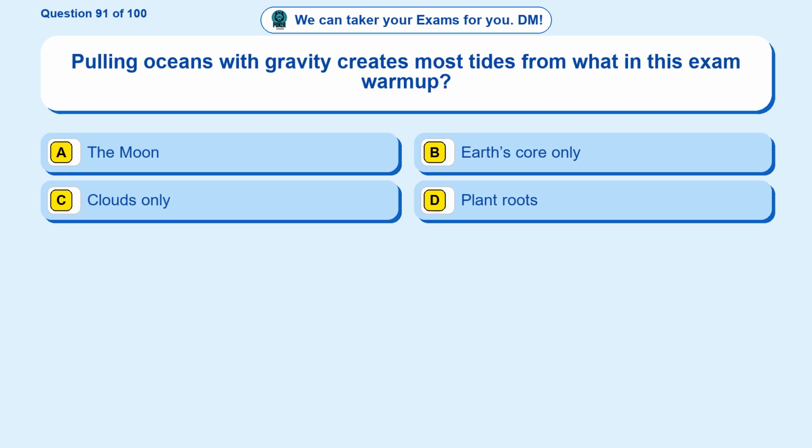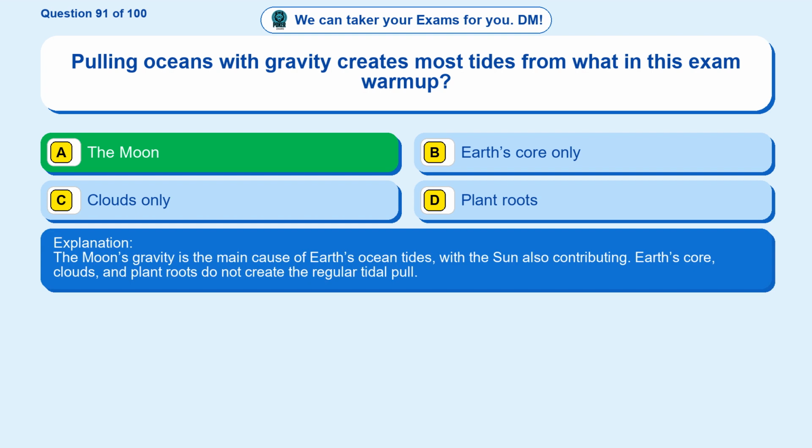Question 91. Pulling oceans with gravity creates most tides from what in this exam warm-up? Option A, the moon. Option B, Earth's core only. Option C, clouds only. Option D, plant roots. The correct answer is option A. The moon. The moon's gravity is the main cause of Earth's ocean tides, with the sun also contributing. Earth's core, clouds, and plant roots do not create the regular tidal pull.